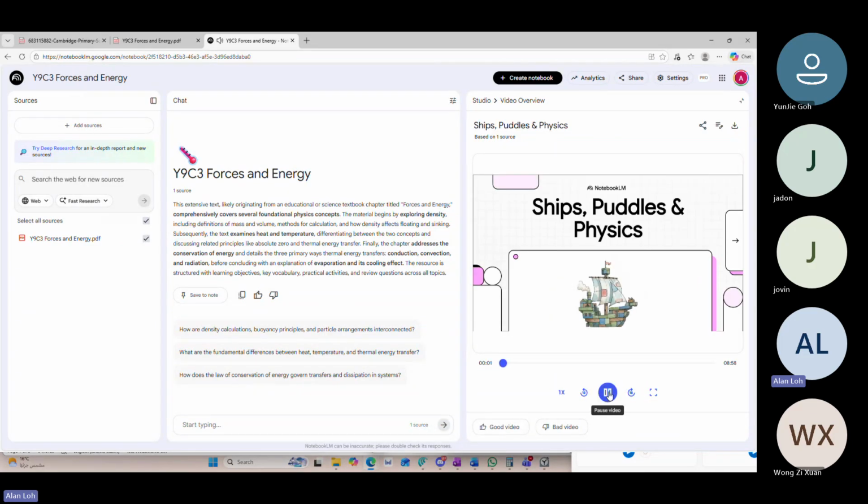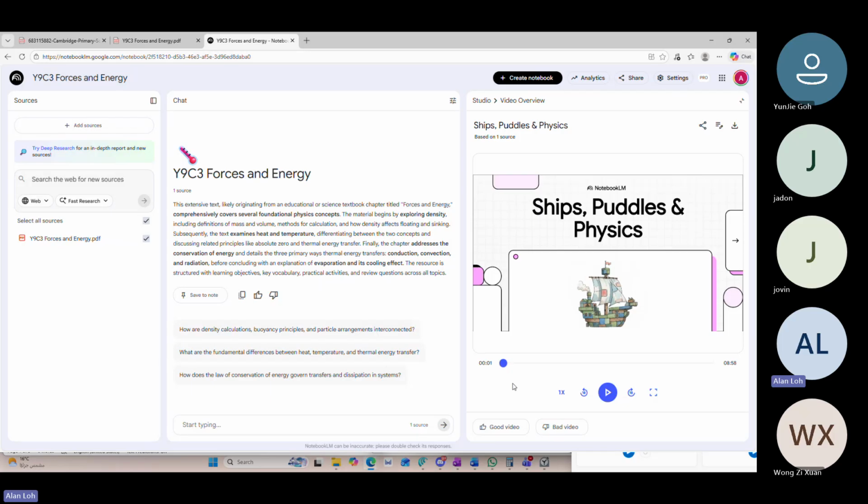你听到他讲话吗？ Do you hear the lady was speaking just now? Yes. Okay, everyone, I think. Okay, I see from Xuan and Yunjie. I assume Jovin and also Jaden is also able to hear them.